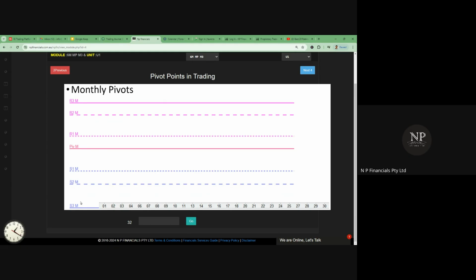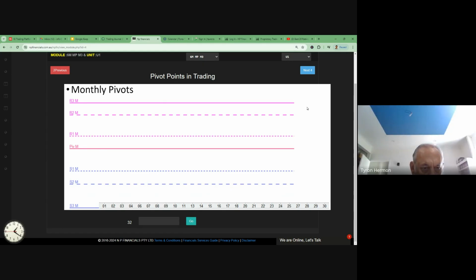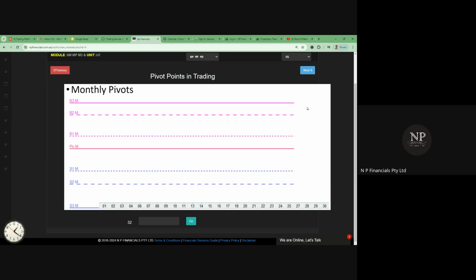When the book was written in 2012, there was no R4 or S4. Now they have introduced R4 and S4. Also, when this book was written, there were no quarterly pivots or monthly pivots, but now the software has introduced quarterly pivots and monthly pivots. So it is giving us a better opportunity to identify the support and resistances in a smooth way. Does that make sense? Yes. Any question? No, that's fine. Okay.